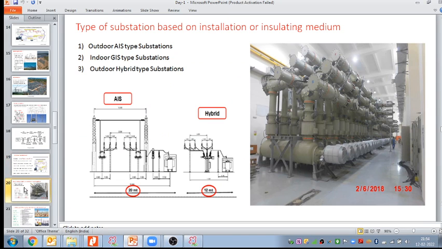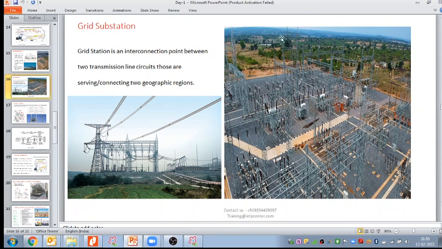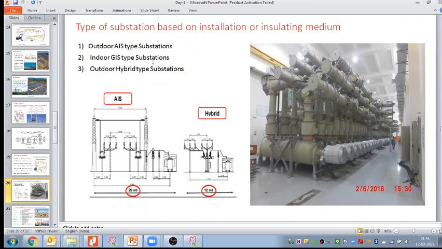Now based on the locations, based on the switchgear, again we can divide. The types of substations based on installation are based on the insulating medium. So we have the outdoor AIS type substation. AIS means air insulated substation, which is located outdoor. This is an example of the AIS outdoor substation, this snapshot. Thereafter we have the indoor GIS type substation. That is the picture for the indoor one, placed in an RCC building.